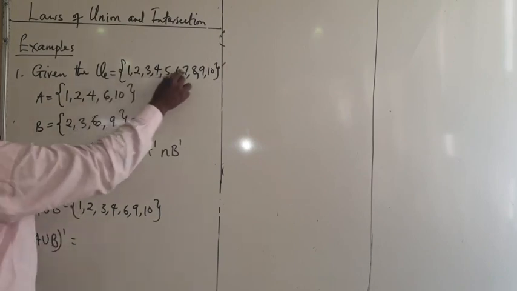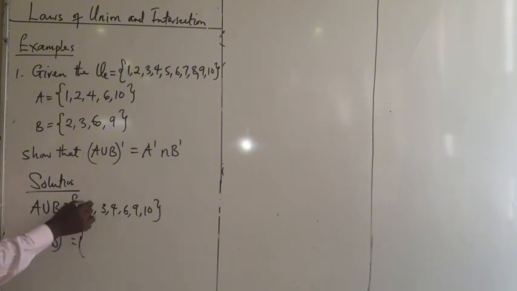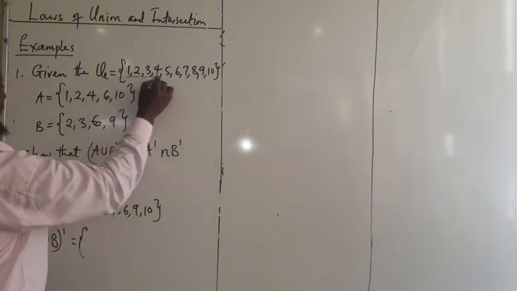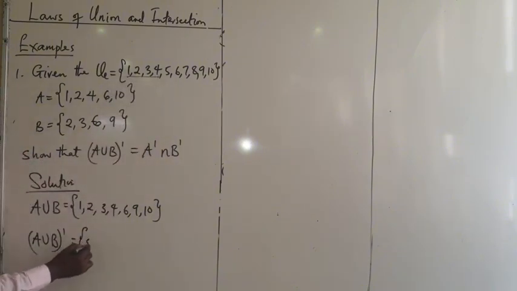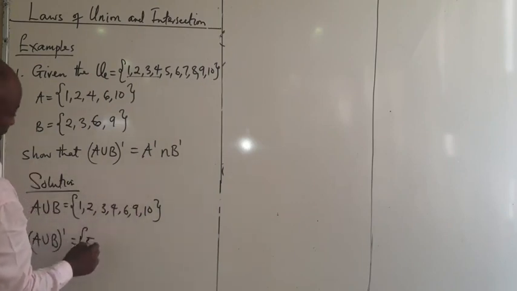So we go to our universal set here. And that will give us 1, 2, 3, 4. We have 4 of them in the universal set. 5 is in the universal set. We don't have it here. 7 is in the universal set.